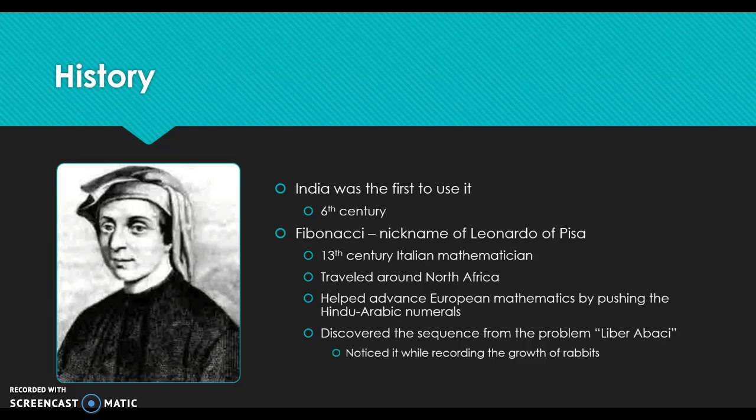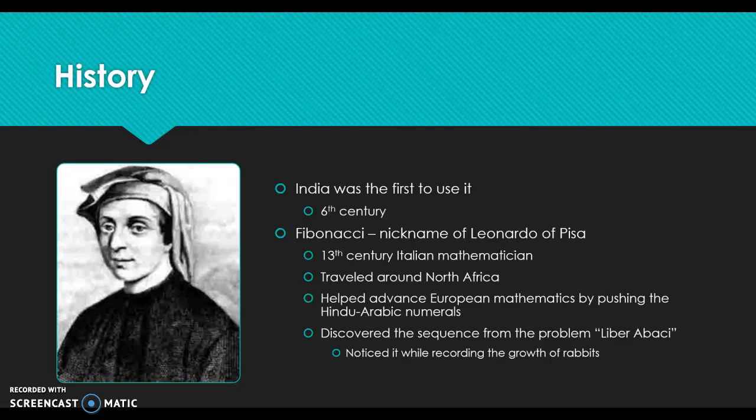However, Fibonacci was a European who discovered it, so now it's called the Fibonacci sequence. He was a 13th century Italian mathematician, and he traveled around North Africa. His main contribution that we know of today is the Fibonacci sequence, but he really helped advance European mathematics by pushing the Hindu-Arabic numerals, which allowed European mathematicians to do more with calculating and just mathematics in general.